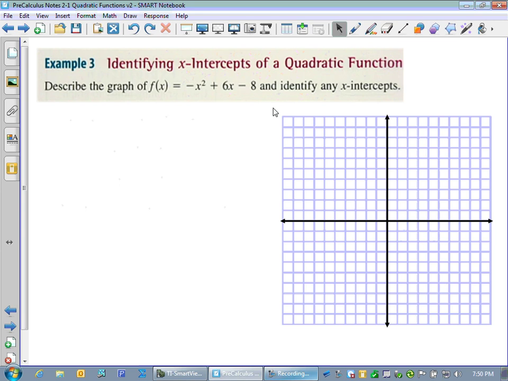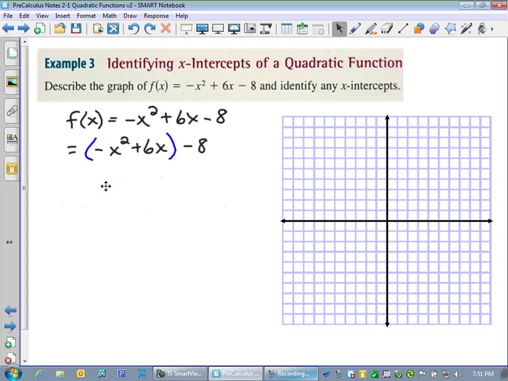Okay, hopefully we're back and you have some sort of an answer. If you got stuck, that's no problem. We're going to work through the problem now. We're going to start out by looking at our original equation, which is negative x squared plus 6x minus 8. And of course, we're going to group the x terms. And then we're going to factor out any leading coefficient, including the negatives.